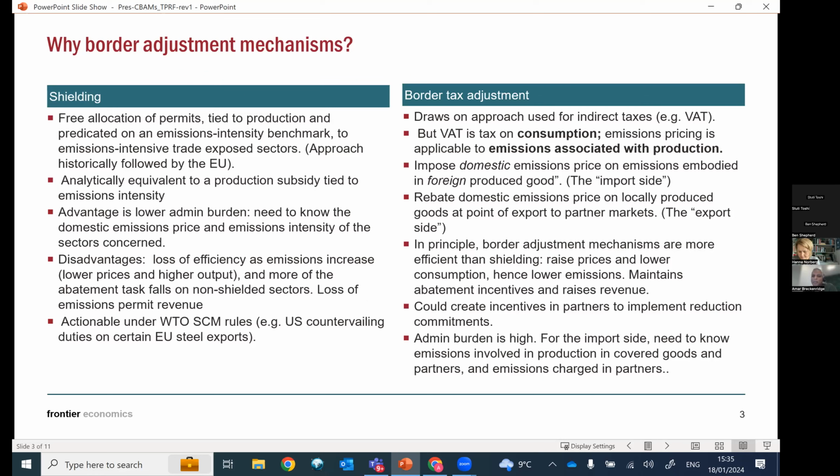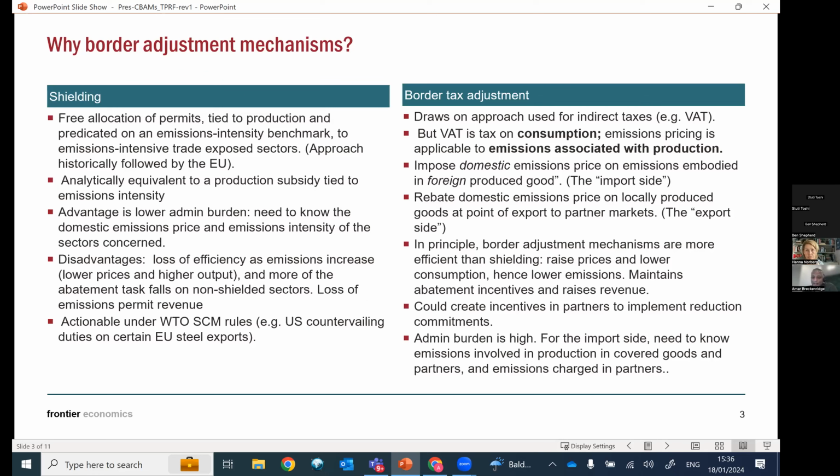Mainly because from an economic point of view, it's more efficient. It helps you to reduce emissions compared to a shielding approach, and it also helps you to raise revenues that then can be used for other purposes. And it helps to preserve abatement incentives across the economy as a whole, whereas if you're shielding a few sectors, then the overall emissions reduction task falls more heavily on non-shielded sectors, and that can create distortions within an economy.